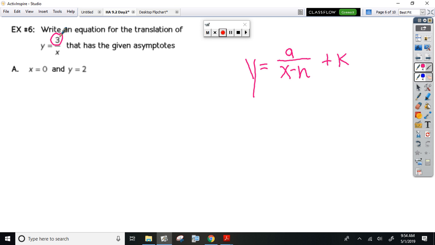So the formula for the vertical asymptote is x equals h. Therefore, h has to be 0. If x equals h and x equals 0, h has to be 0. And horizontal is y equals k, so if y is equal to 2, k is equal to 2. If you want to think back to geometry, that's kind of using the transitive property. If a is equal to b and b is equal to c, then a is equal to c.